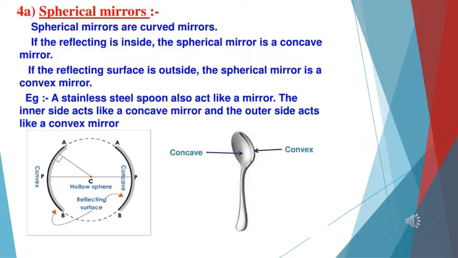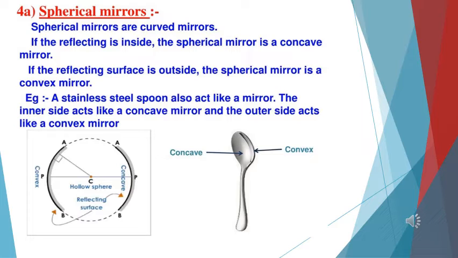Now let us learn about spherical mirrors. Spherical mirrors are curved mirrors. Convex and concave mirrors are both spherical mirrors. If the reflecting surface is inside, the spherical mirror is concave mirror. And if the reflecting surface is outside, the spherical mirror is a convex mirror.